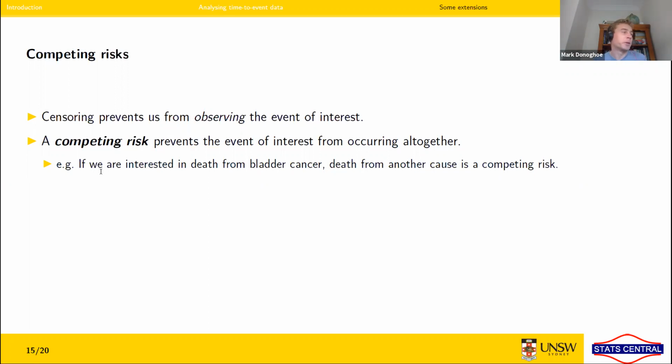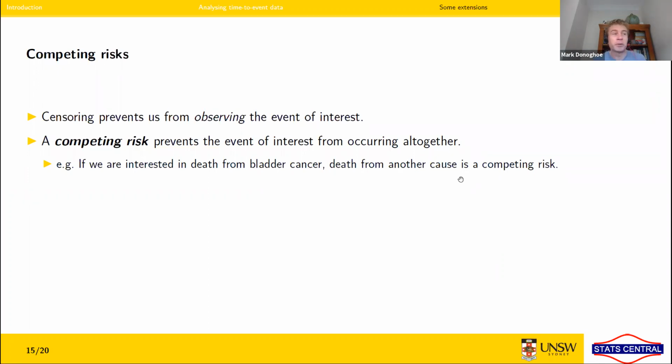So for example, in our bladder cancer data set, if we're interested in death from bladder cancer, death from another cause is a competing risk. If someone dies from a cause other than bladder cancer, it's not that we can't observe them die from bladder cancer; it's that the death from bladder cancer is not going to happen at all. And if we treat a competing event as censoring, we're actually assuming that those individuals would still experience the event of interest and the competing event has just prevented us from seeing it.